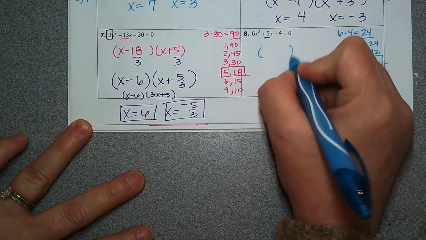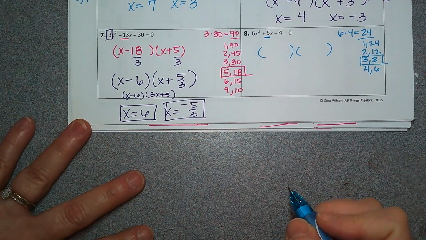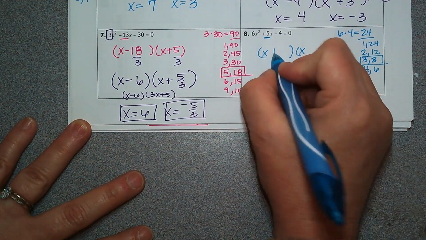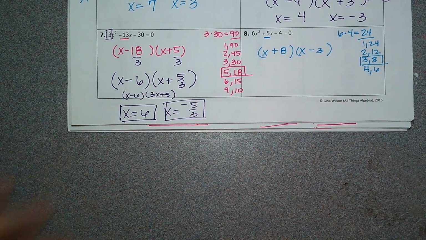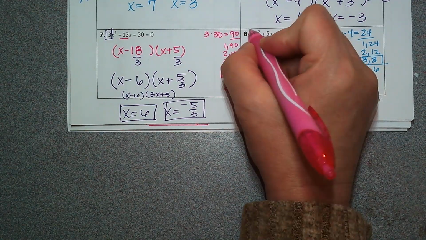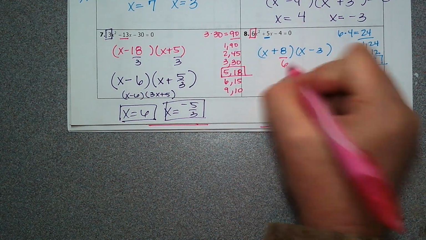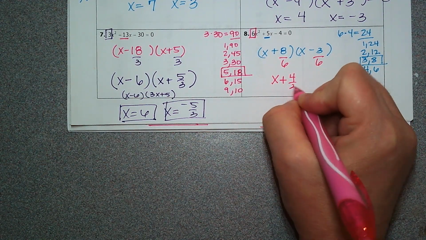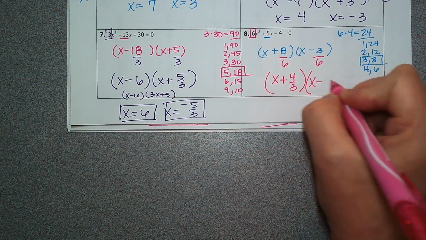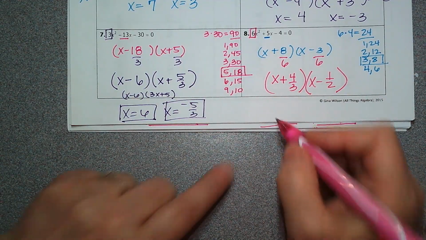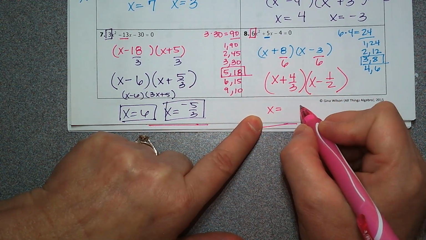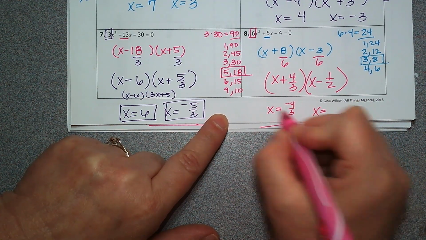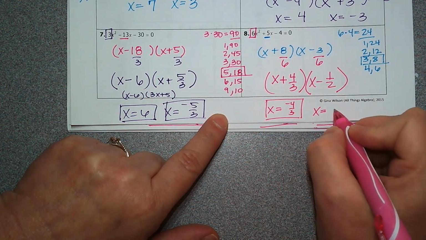So how do I factor that? Which one's positive, which one's negative? Plus 8 minus 3. Then I have to take a and divide into both factors and simplify. What are my solutions? The opposite of your factors, negative 4/3 and positive 1/2.